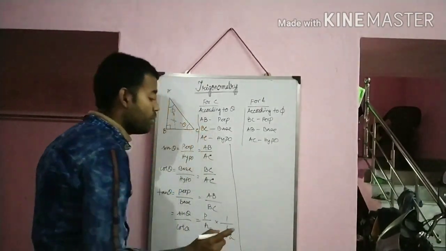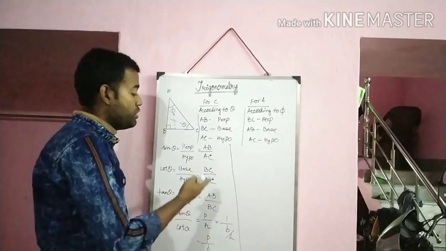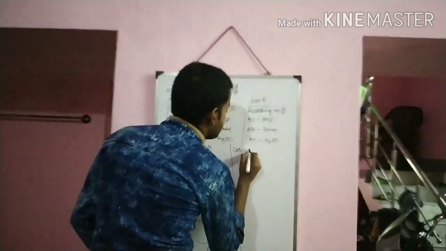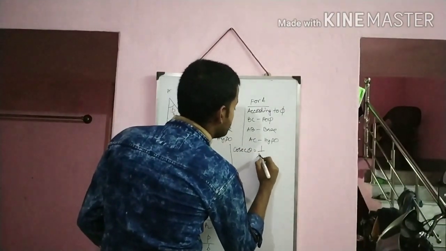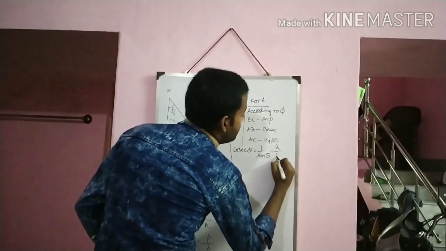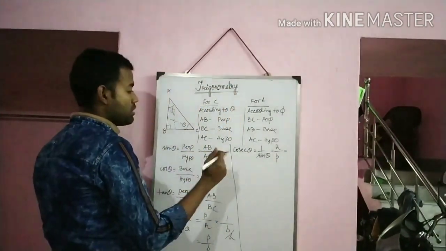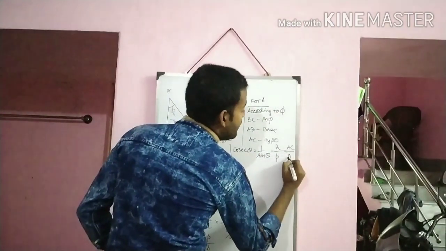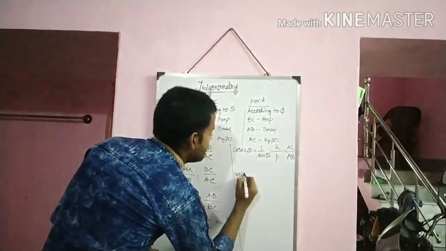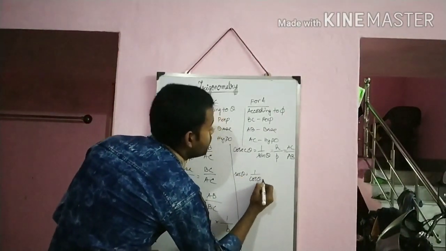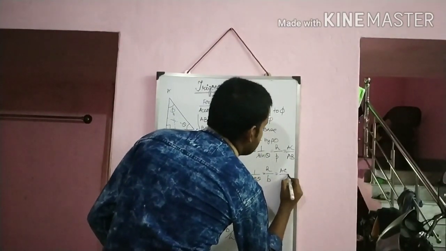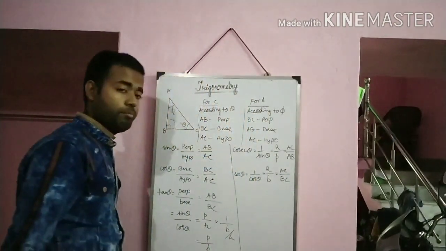Now next we will do the reciprocal ratios, meaning the ratios which are reciprocals of these 3 given ratios. First is cosec theta. What will be cosec theta? It is 1 by sin theta, meaning it will be hypotenuse by perpendicular, and according to our sum it will be AC by AB. Next we have sec theta. Sec theta is the reciprocal of cos theta, meaning it is hypotenuse by base. So according to our sum it will be AC by BC.